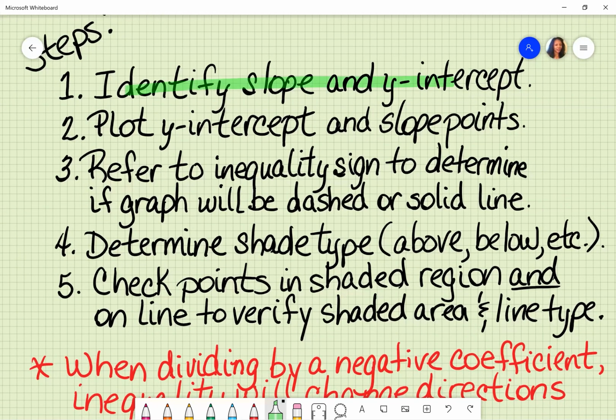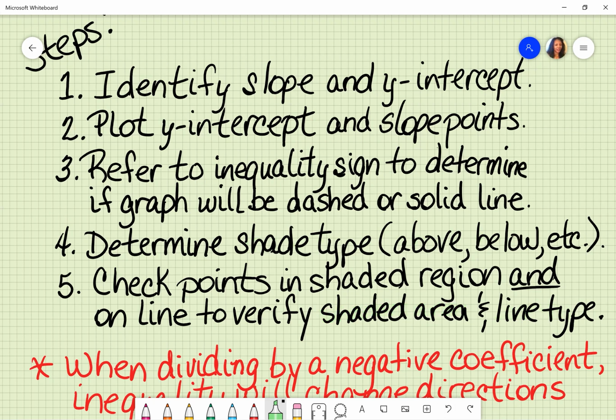You want to identify your slope and your y-intercept. The first thing you do when you're trying to plot your points is go straight to your y-intercept. From that y-intercept, you can start using the points from your slope. I'm going to show you the 2 points that I typically use because you don't need a whole bunch of points. You know it's going to be a line, so 3 points are good. 2 points are good, actually. All right, so refer to your inequality sign, and that's helpful because that's going to tell you whether or not it's going to be a dashed or a solid line for your graph. And it also tells you the shade type. Are you shading above or are you shading below? Once you finish graphing, you want to check your points, and I'm going to show you which points I use.